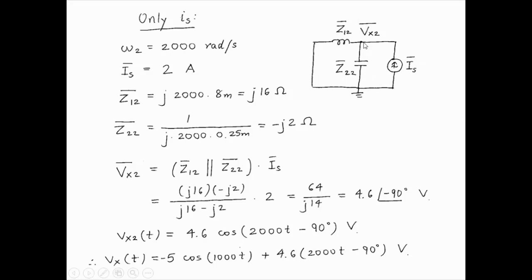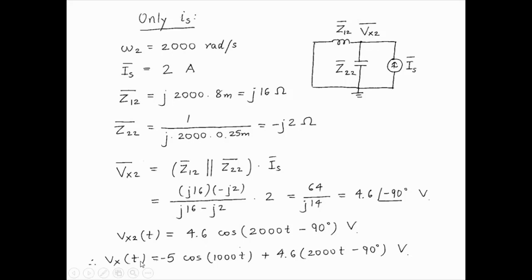And now the voltage Vx2 is Z12 parallel Z22 multiplied by the current Is. So j16 minus j2, j16 minus j2 times 2. We solve all this, and we get 4.6 angle minus 90 degrees. Converting this back to the time domain, the voltage Vx2 is 4.6 cos(2000t minus 90 degrees). Again, note that the current and the voltage are 90 degrees out of phase. The current has a zero phase here, so the voltage will be either plus 90 degrees or minus 90 degrees because all the impedances are reactive.